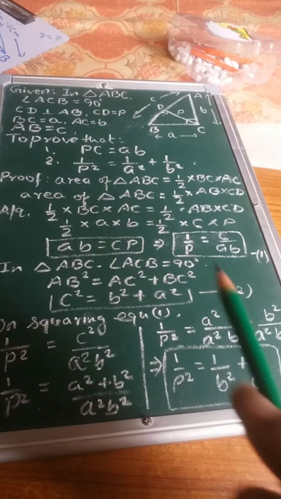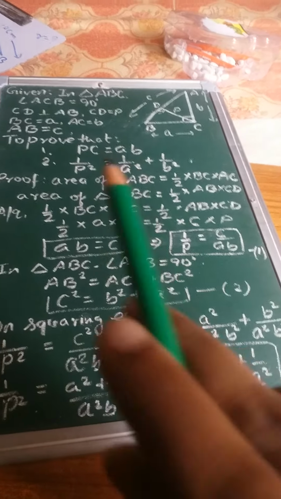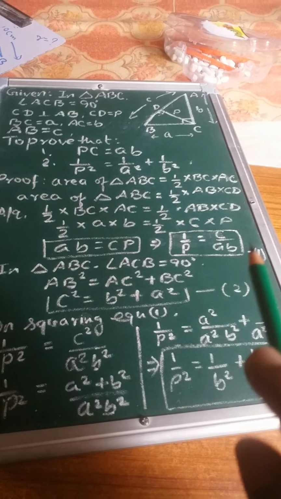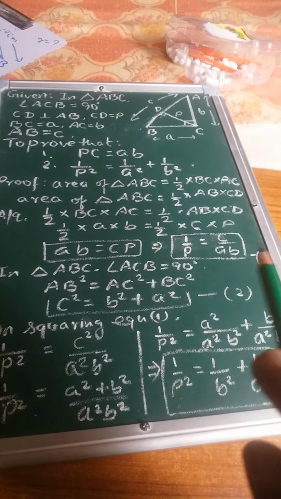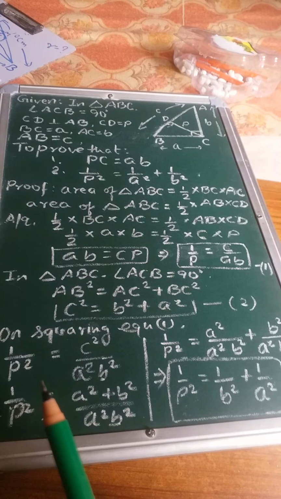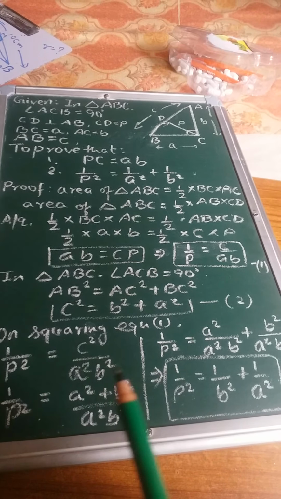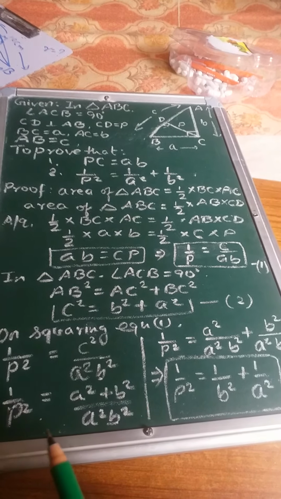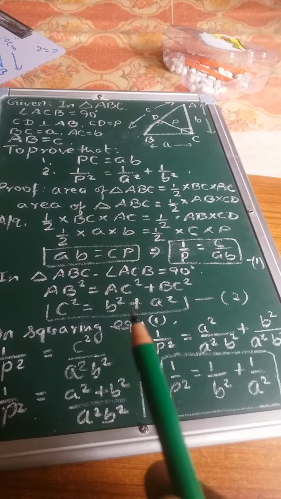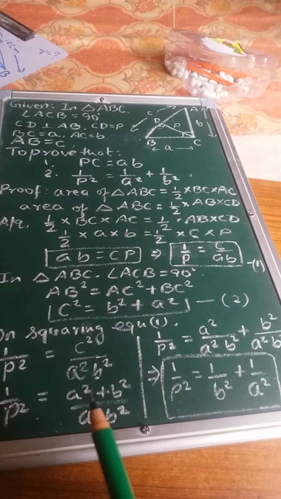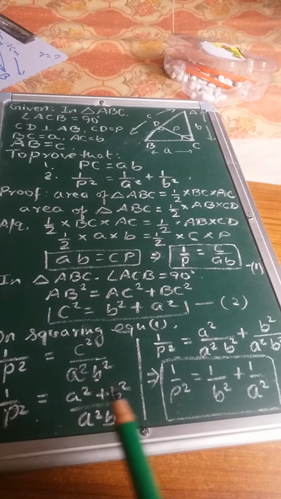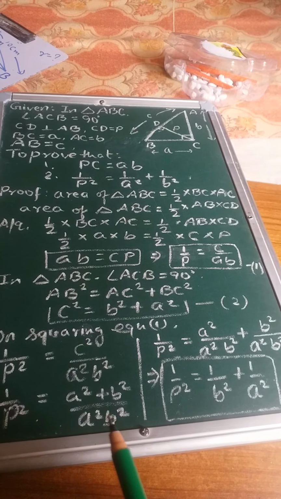Now go to equation number 1. I want 1 by p square. So what will I do in equation 1? We have to square both sides. So 1 by p square equals c square by a square b square. In place of c square we can put a square plus b square. So 1 by p square equals a square plus b square by a square b square.